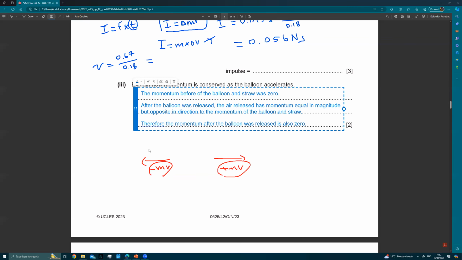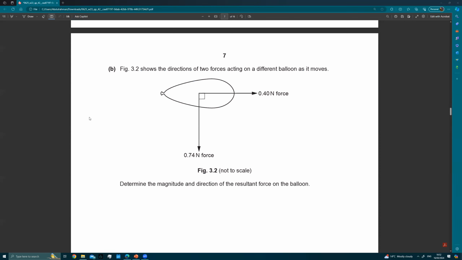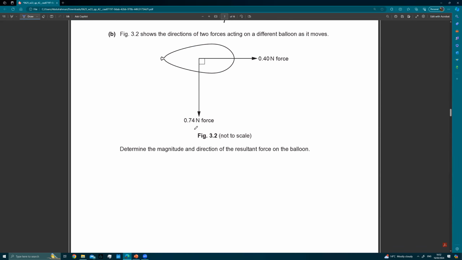All right. Figure 3.2 shows the directions of two forces acting on a balloon as it moves. Determine the magnitude. In your new syllabus, you only need to know the resultant of vectors at right angles. So this makes things really easy because we can always just use Pythagoras' theorem. The first step is you're going to have to draw it tip to tail.